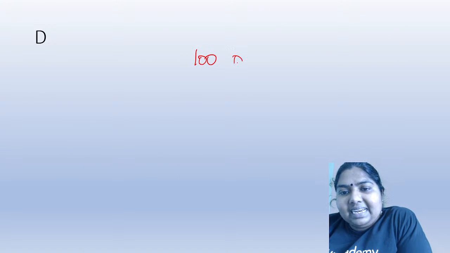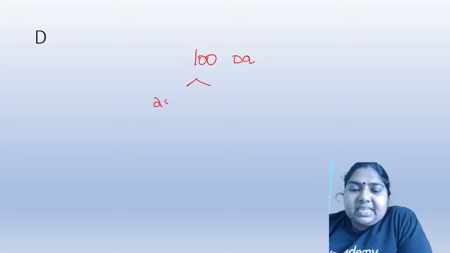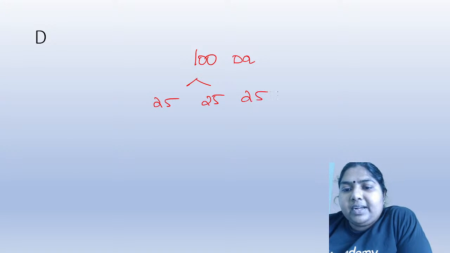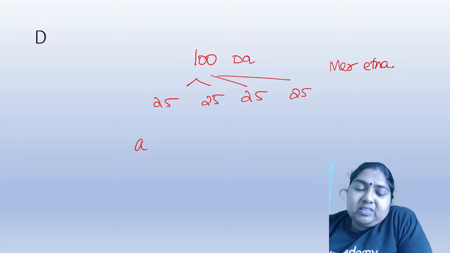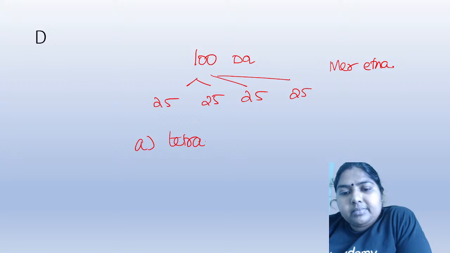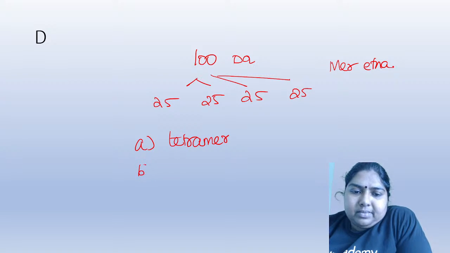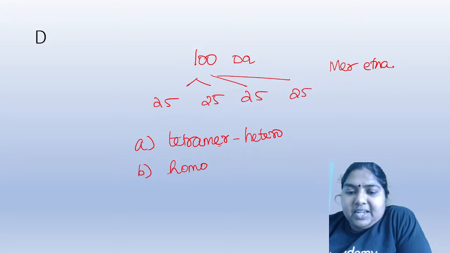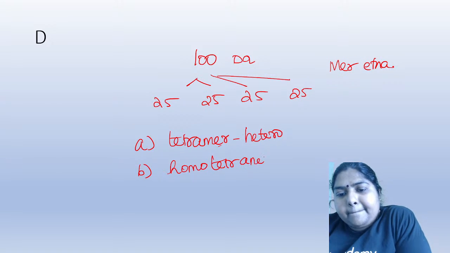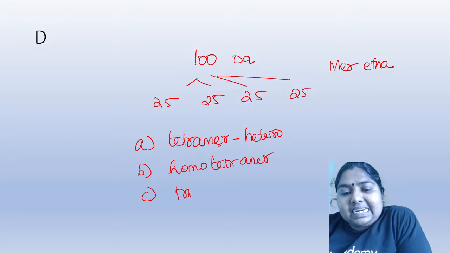Okay. So one more example I will give you. Like I have 100 Dalton. I have got 25, 25, 25, 25. This is what my output is when I do this mercaptoethanol. Okay, right. So this is going to be a tetramer. Okay, so this is going to be a heterotetramer. This is going to be a homotetramer. This is going to be a trimer. This is going to be a monomer.